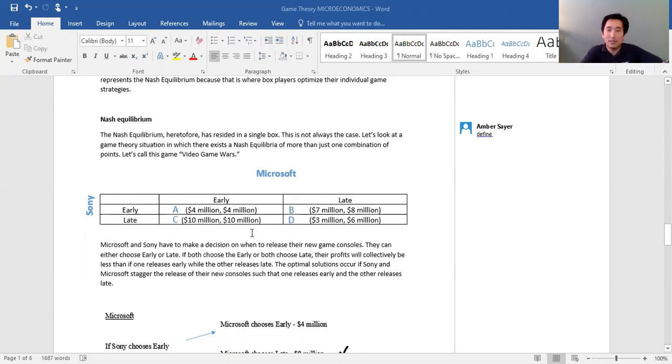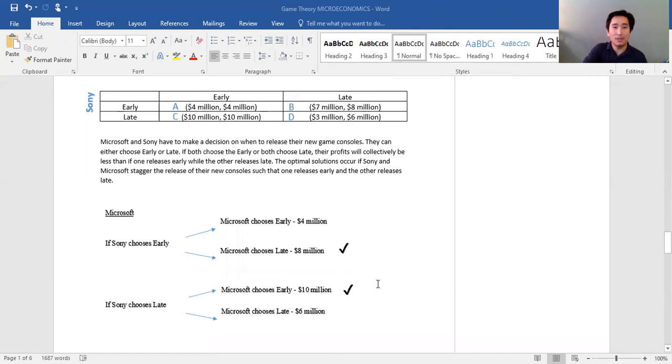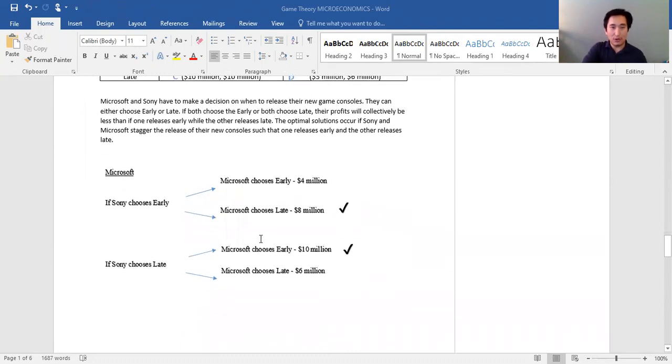So the boxes are, as shown, A, B, C, or D. But keep in mind, Microsoft and Sony cannot control what the other does unless they collude together, and they can choose either early or late, right? And so I break it down right here. For Microsoft, who is the Y player, if Sony chooses early, then Microsoft can either go late or early. And again, choosing late will yield the higher amount. But if Sony chooses late, Microsoft is better off going early. So again, Microsoft does not have a dominant strategy, right? Their choice is dependent on what Sony decides to do.